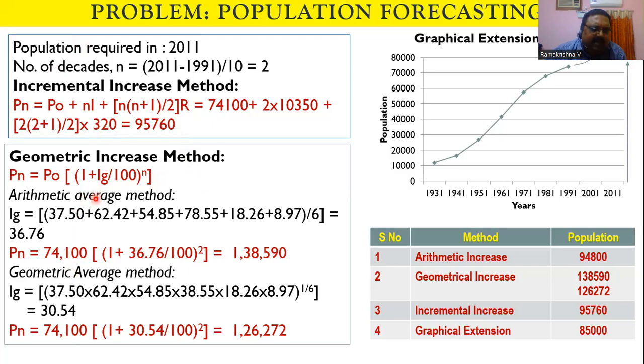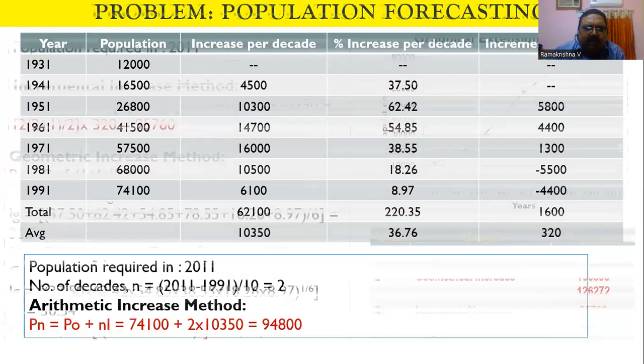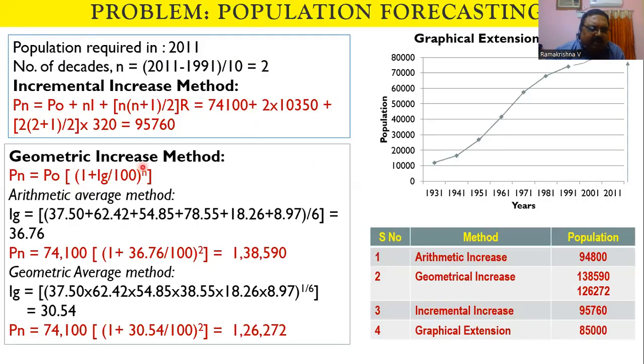Arithmetic average method means simply take the percentage increases we have calculated, total them, and then take an average. This is the arithmetic average: the summation of all the decade percentage increases, divided by the number of entries. The arithmetic average of the geometric increase method comes out to 36.76.